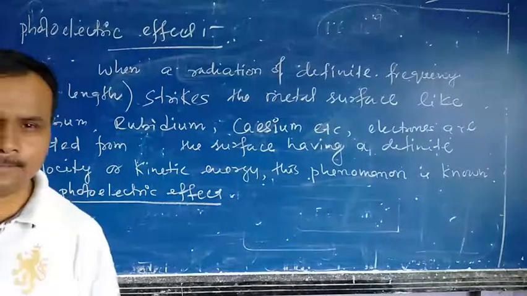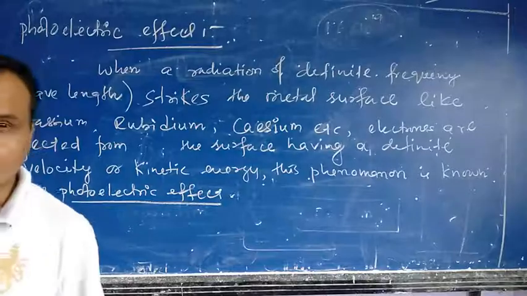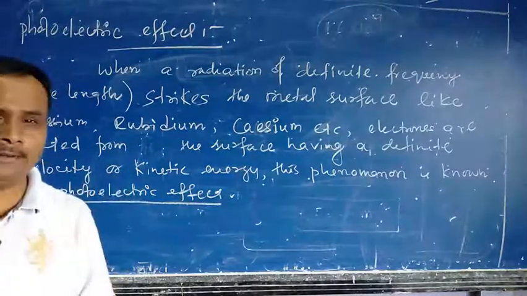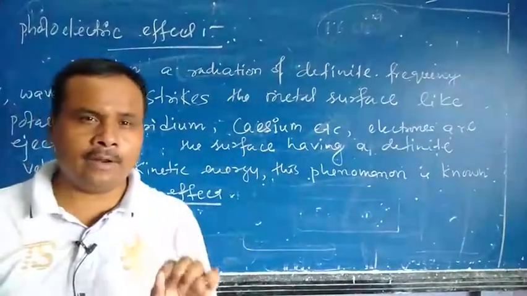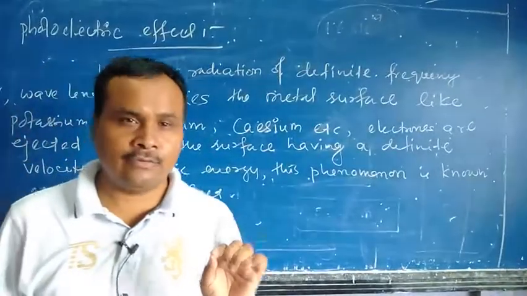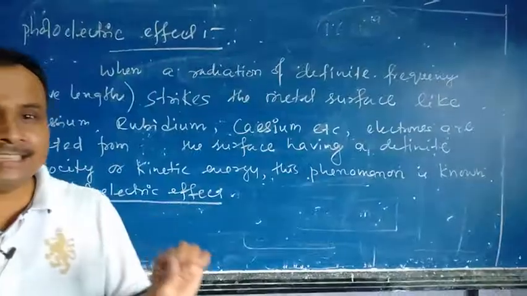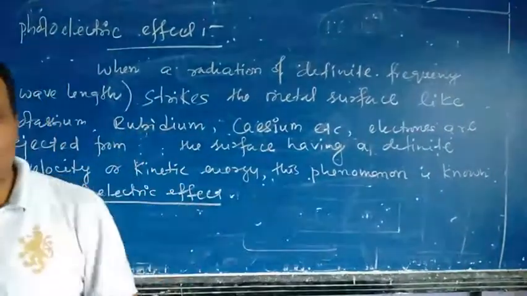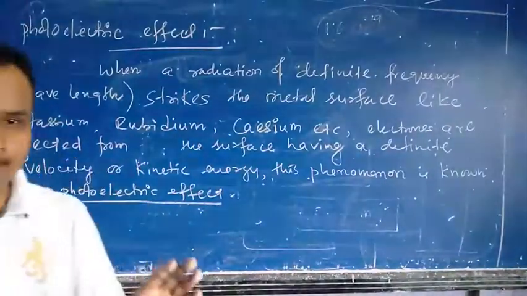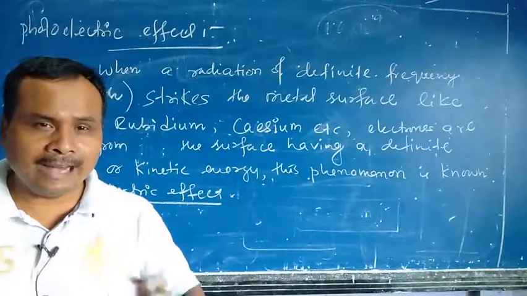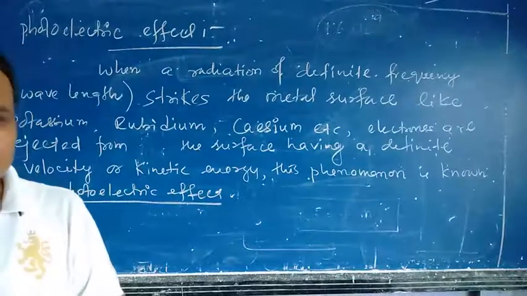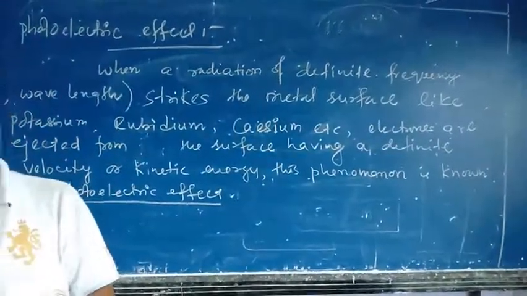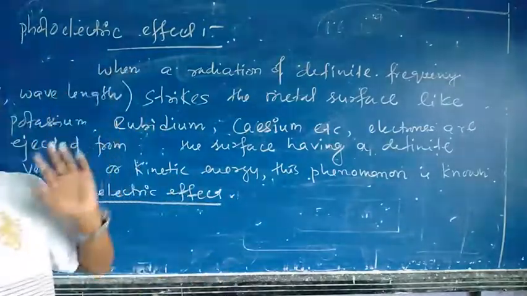So H. Hertz, from his experiment, observed that the number of electrons ejected from the metal surface depends on the intensity or frequency of the incident radiation. So from his experiment, H. Hertz observed that the number of electrons, how many electrons are ejected from the metal surface, depends on the intensity or frequency of the incident radiation. It is one of the observations from this experiment.